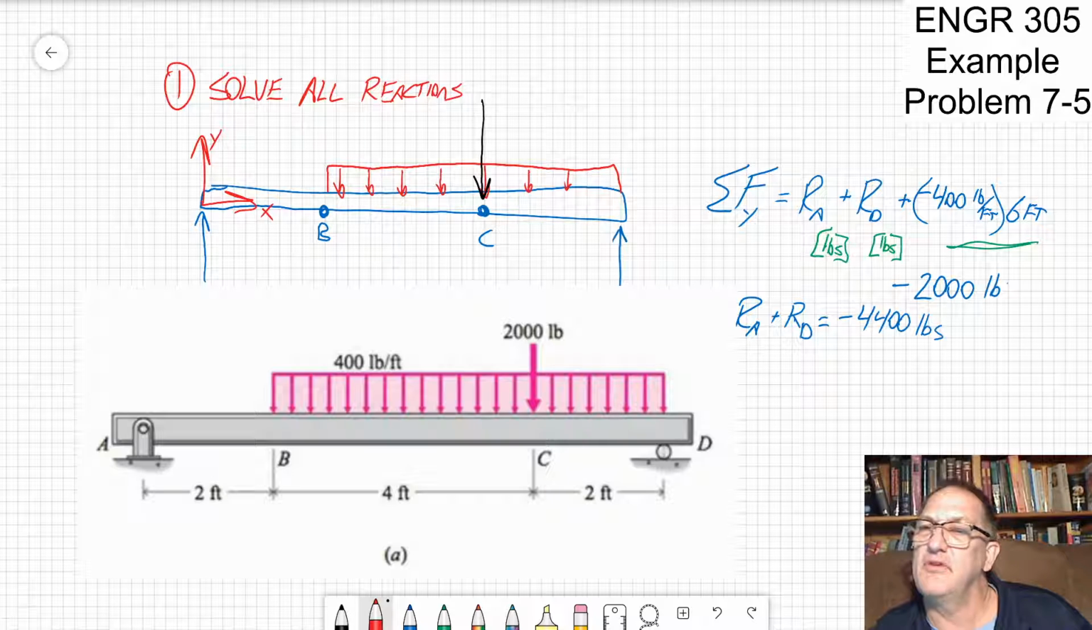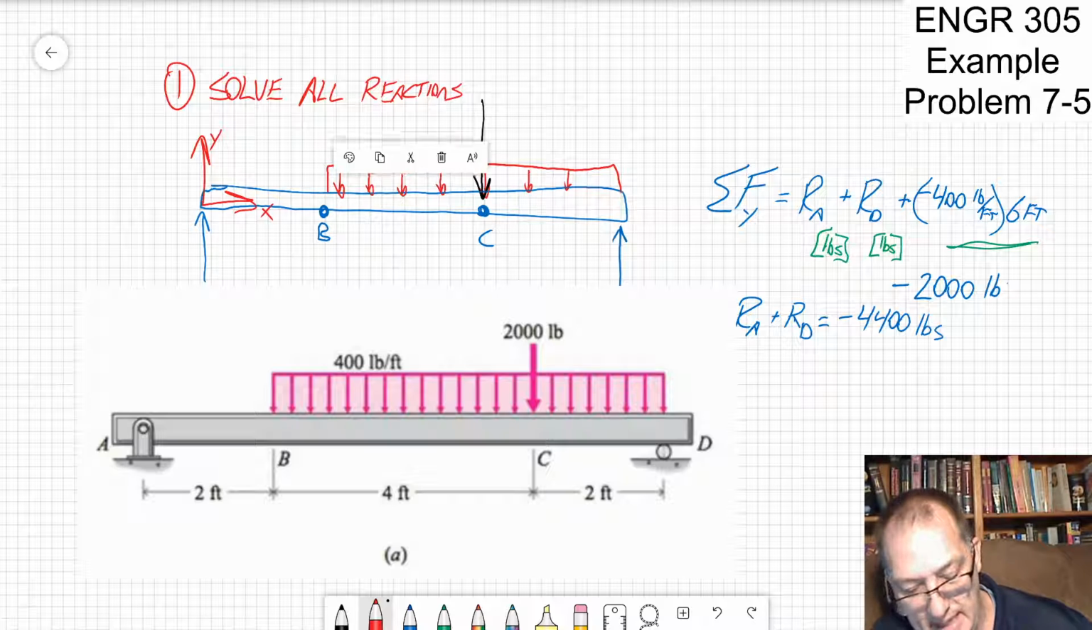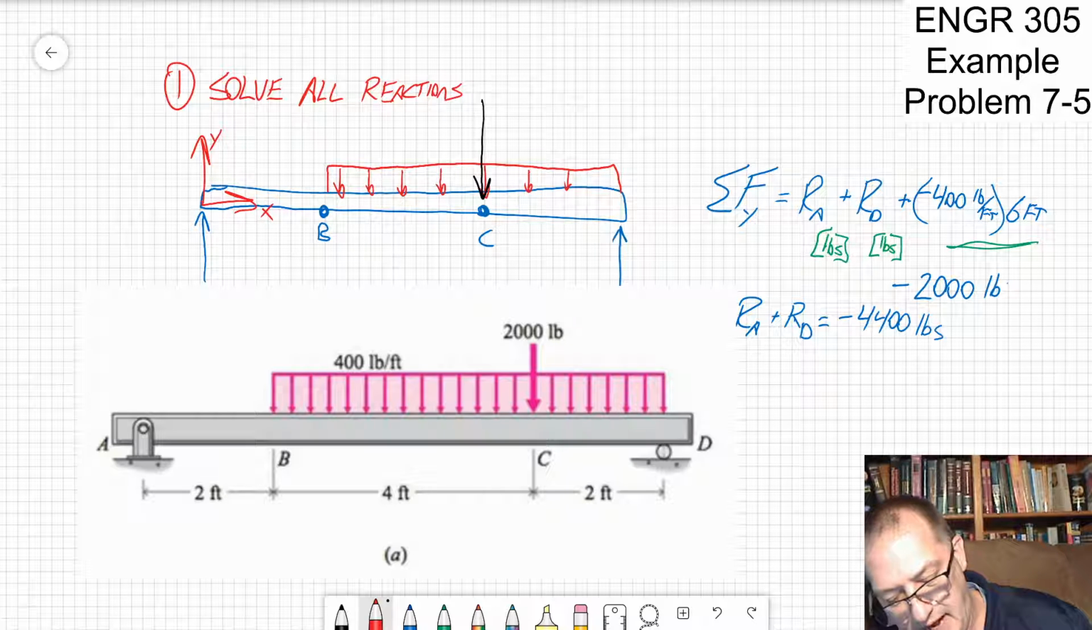All right. I don't know if you can see my mouse. Anyway, it's 3 feet from B is where it's going to be acting, but that's 5 feet from the beginning. So it's minus 2,400 pounds times 5 feet.